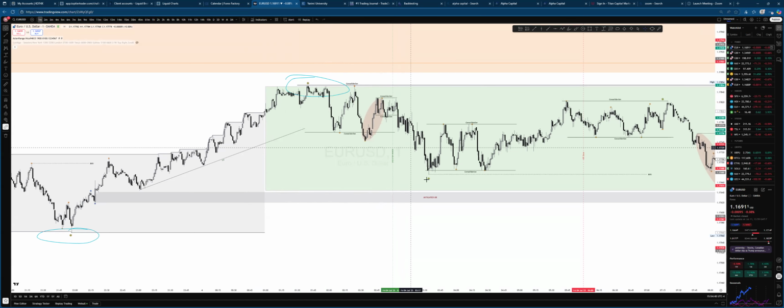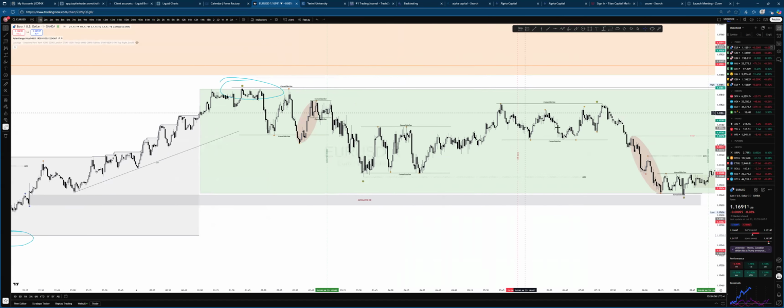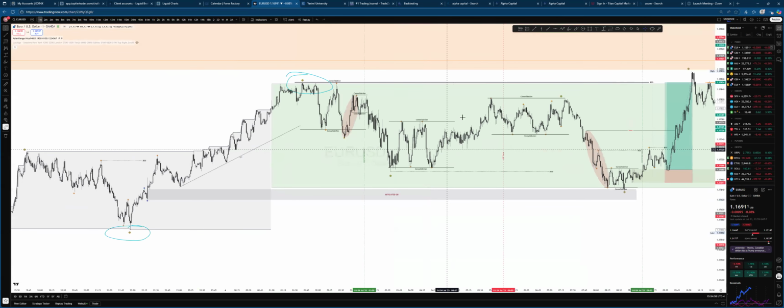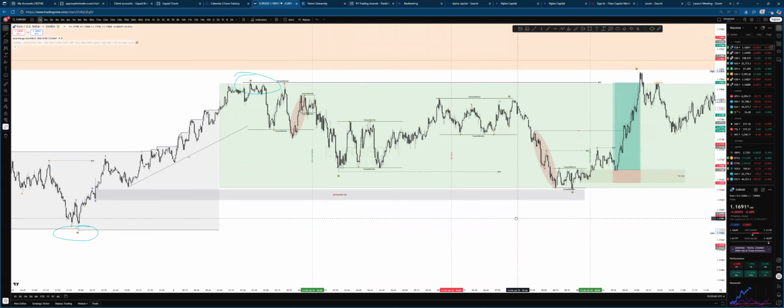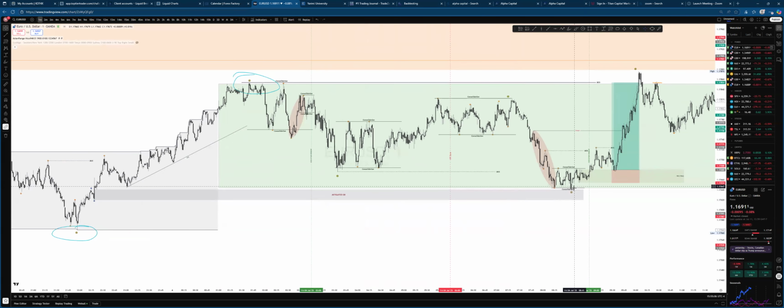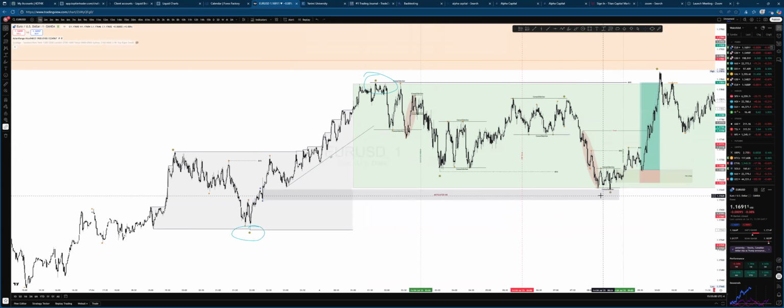So price first swept the low, consolidated again. Pushed up to sweep the highs of here, didn't quite close over it, consolidated again. So a lot of liquidity was being built here. But what I'm paying attention to is change of character, break of structure. Price is trying to go down, but it mitigated this zone of Asia.